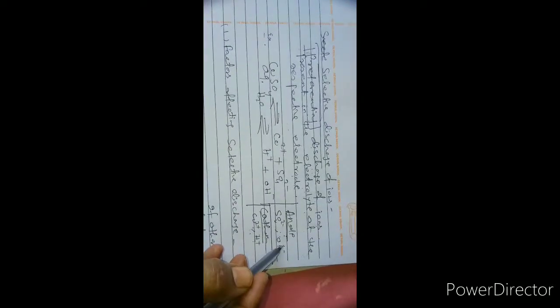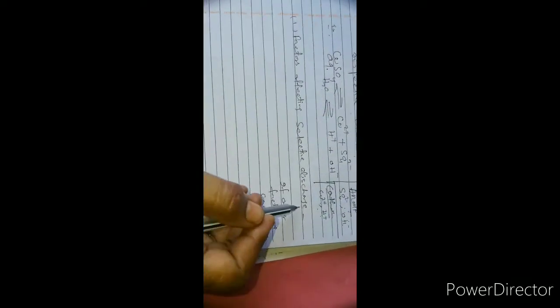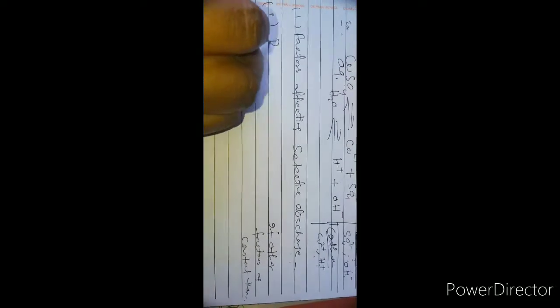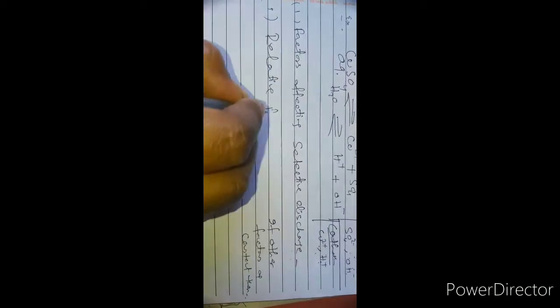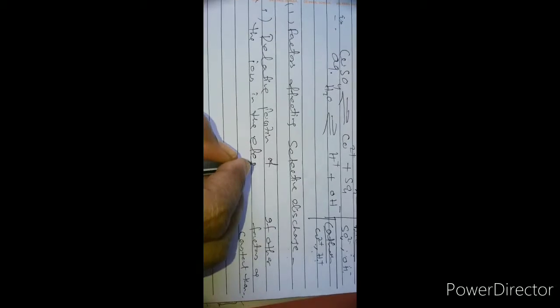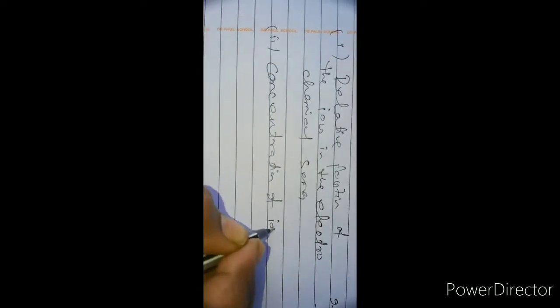So what are the factors affecting the selective discharge of ions? The first factor is the relative position of the ion, cation or anion, in the electrochemical series. The second one is the concentration of ions in the electrolyte.